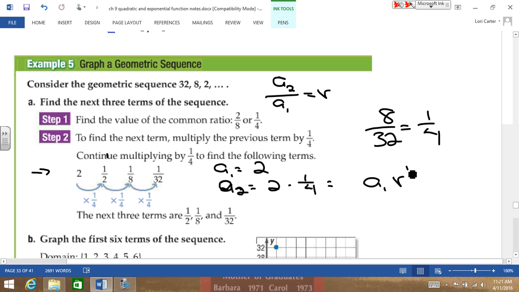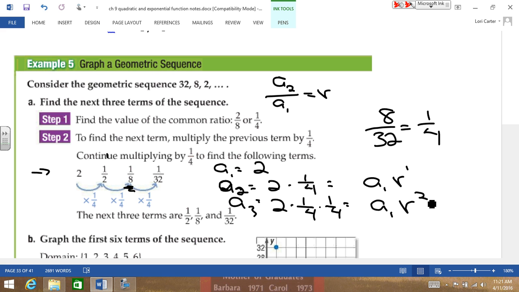Alright, now let's look at this one. A3, so I'm at this term right here. That's equal to 2 times how many times did I multiply by 1/4? 2. So that's your first term. How many ratios do I have? 2. But what term am I on? The third. So the third term I've had 2 ratios. The second term I've had 1 ratio. So what's my fourth term going to have? 3 ratios. It'll be the first term times r to the third.